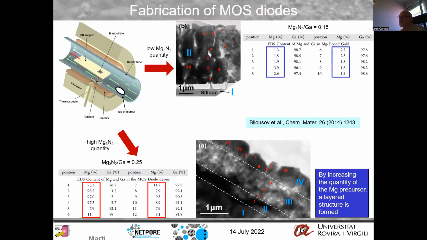And as a curiosity, just to finish, when we are doping with magnesium nitride, if we use a low quantity of magnesium nitride, we are doping the structures with magnesium. But if we are using higher concentrations of magnesium, we obtain this layered structure, in which here we have the substrate. Here we have this alloy between gallium, the catalyst that we are using, and magnesium. Here we are observing the appearance of magnesium oxide, and here the doped gallium nitride.